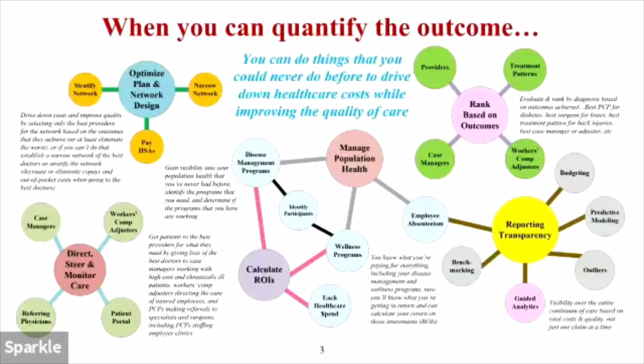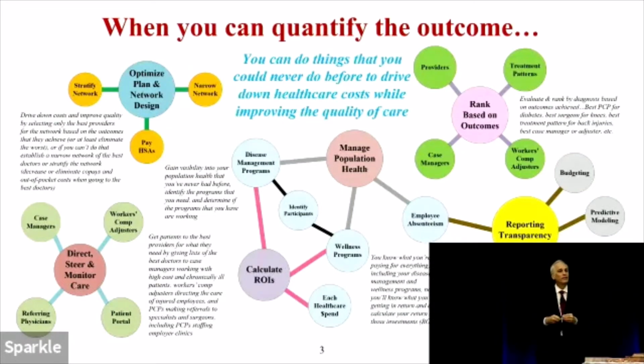And here's a fundamental difference between health plans and workers' comp. In health plans, you can only tell folks who the better doctors are. They can still go to whoever they want to go to. Not so in workers' comp. In 34 states, including Texas, an employer can direct care. They can tell the injured worker what doctor they have to go to.